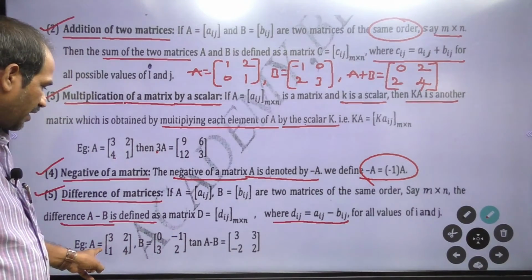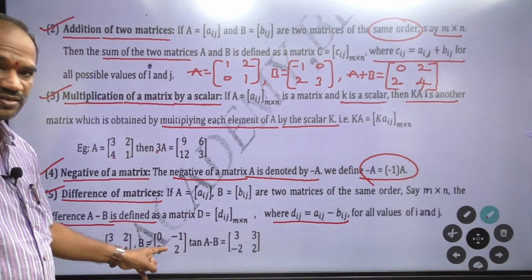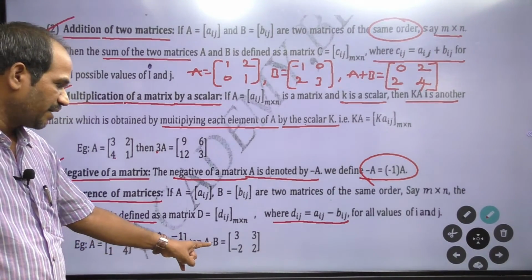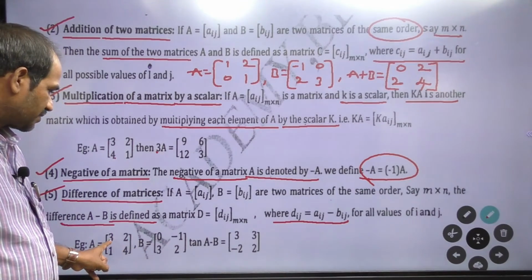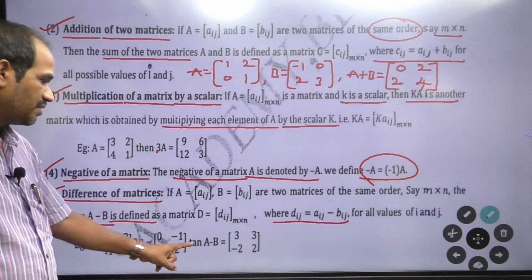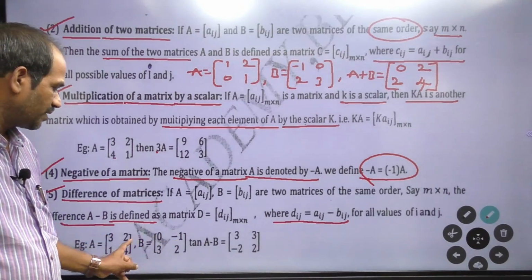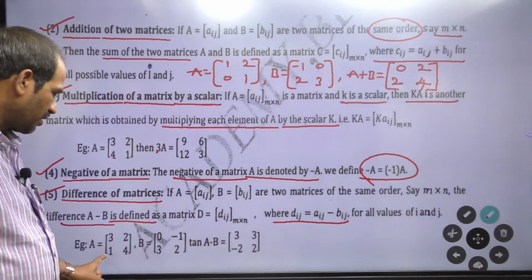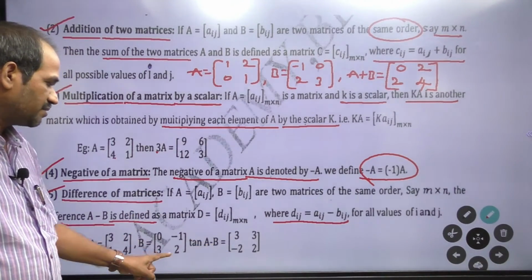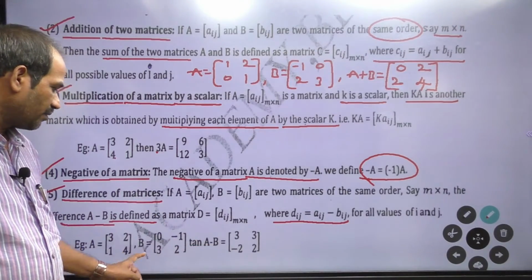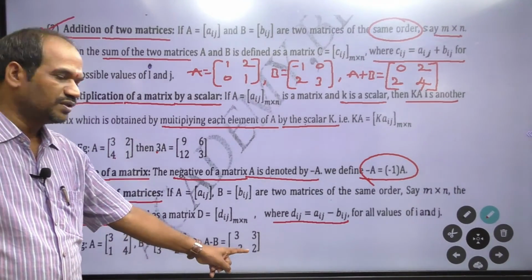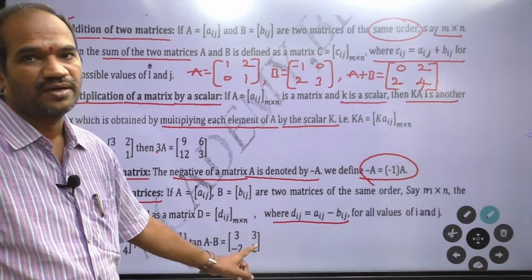Here, if A is equal to this matrix and B is equal to this matrix, then A minus B is the subtraction of corresponding elements: 3 minus 0 is 3. Next, 2 minus minus 1, that is 2 plus 1, is 3. Next, 1 minus 3 is minus 2. Next, 4 minus 2 is 2. This is the difference of two matrices.